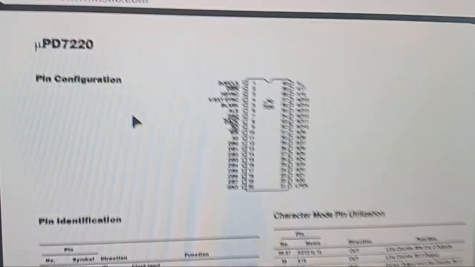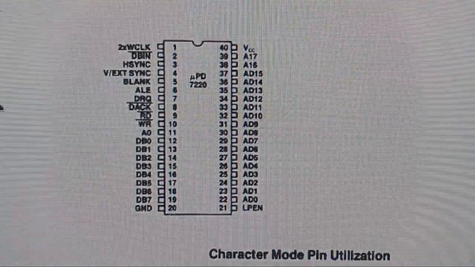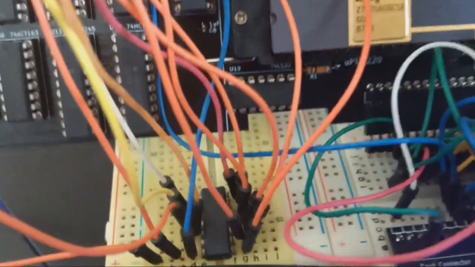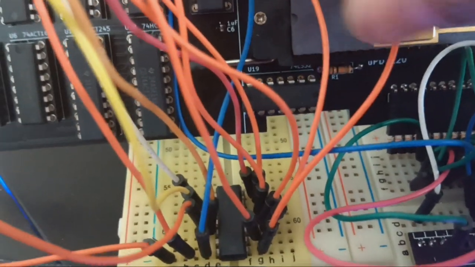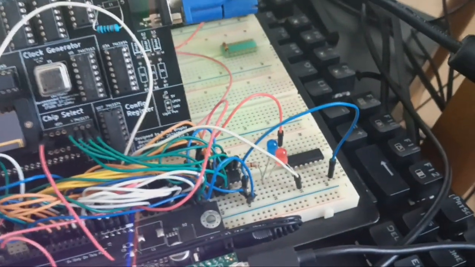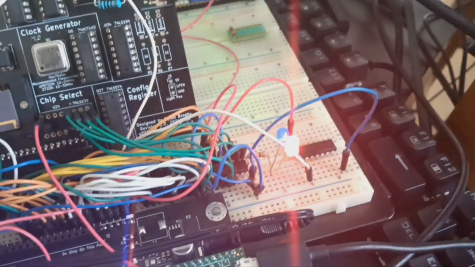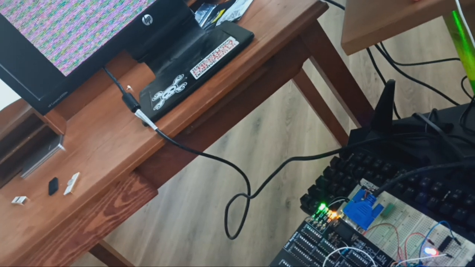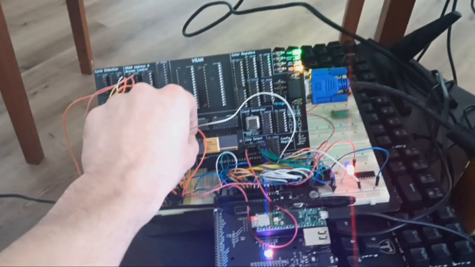Here's the pinout of that chip. A16 line is three down from VCC. So that is right there. Okay, so it's coming from that chip. In that case, it is almost certainly a programming problem. Has nothing to do with the hardware. Interesting.